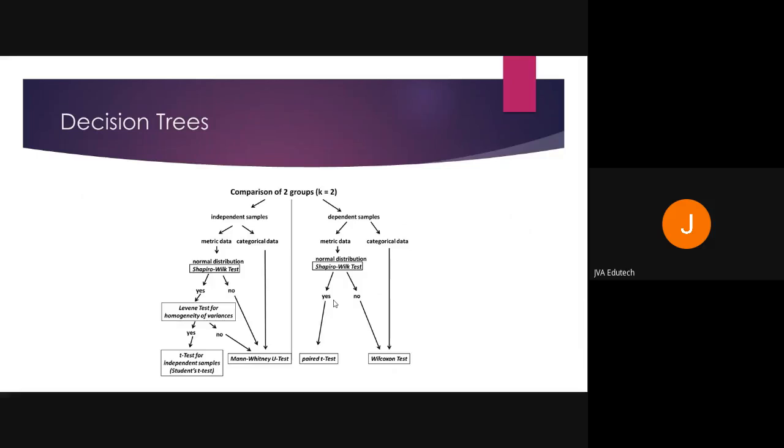Now coming to the decision trees. Why I was telling you the concept of scales or the measurement, because you see that in this decision tree, the very first thing is whether it's metric data or categorical data. This is the point of decision.